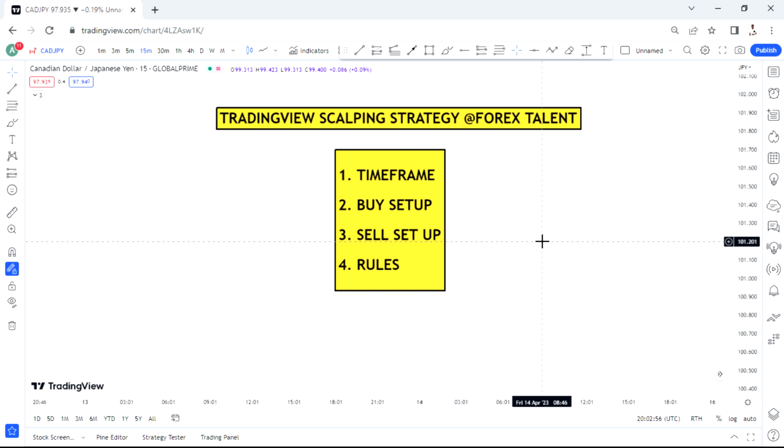First thing first, we are going to talk about the time frame that you can use this scalping strategy on, and secondly the buy setup, what you have to see before you buy the market. Third, we look at the selling setup, what you have to see before you sell this market. Lastly are the rules of the strategy, and the last thing is the settings of the indicator that we are going to use in this strategy. So let's get started with the tutorial.